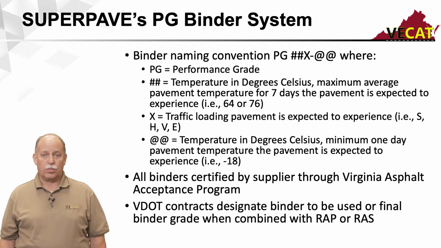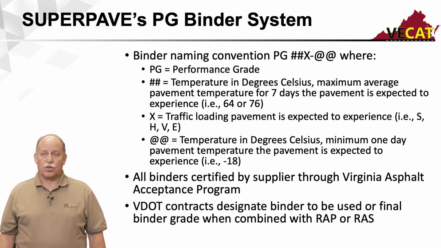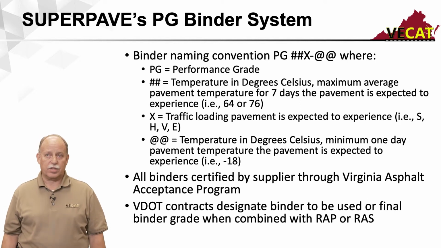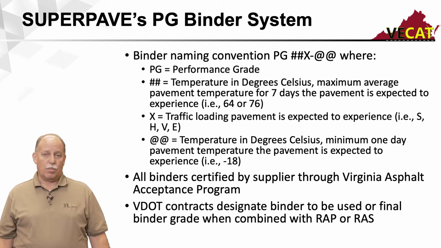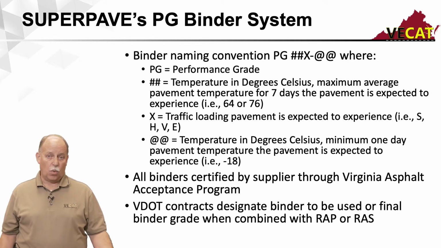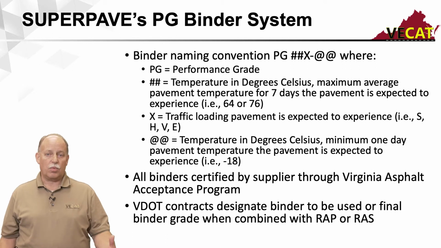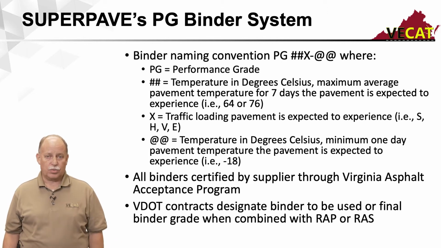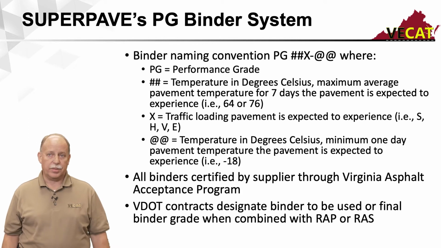VDOT went to performance graded with the SUPERPAVE system 20 years ago. That pound, that is the temperature in degrees Celsius, the maximum average temperature for 7 days the pavement is expected to experience. In most cases in Virginia, it's going to be a 64. Occasionally you'll still see a 76 used, but almost all of our base asphalts are based off of a 64. So it's 64 degrees Celsius. That's the maximum temperature that it'll experience over a 7-day period.